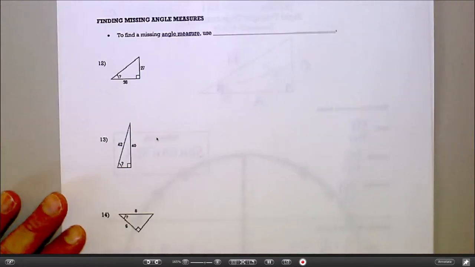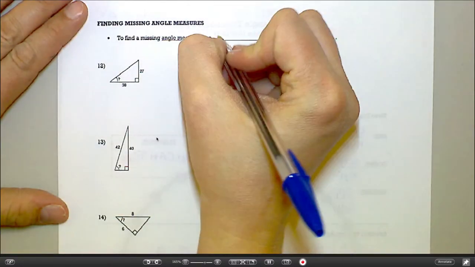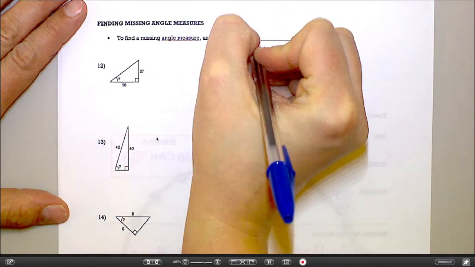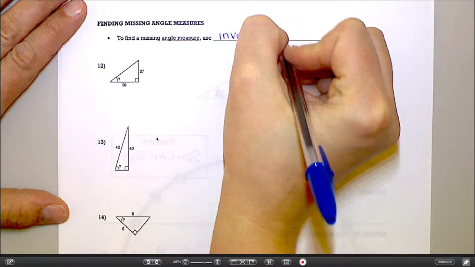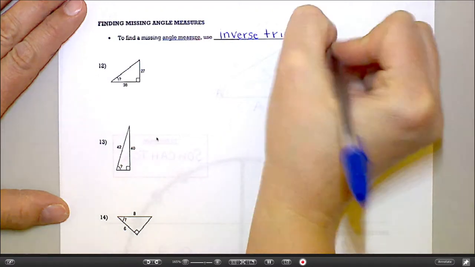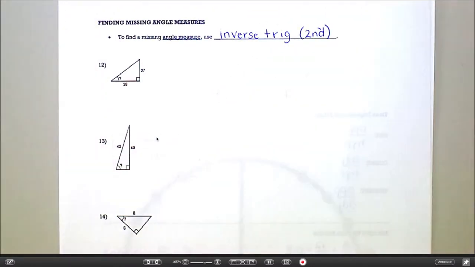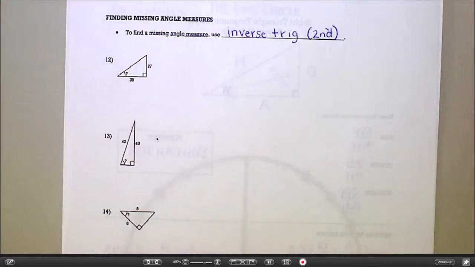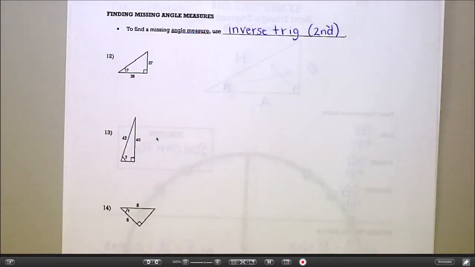To do this, anytime it's asking you to find a missing angle measure, you're going to use something called inverse trig. And then I just want you to write second after it. I'm going to tell you why in a minute, but just write second. Anytime it says find the angle, you've got to pay attention to directions because it's hard to tell the difference between what we just did and this. The problems look the same. You've got to look at what it's asking you to do.